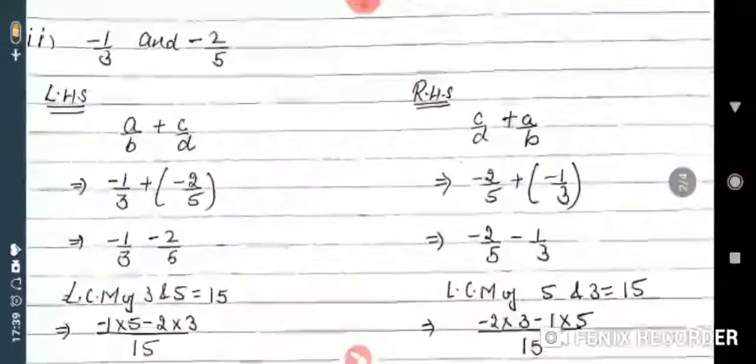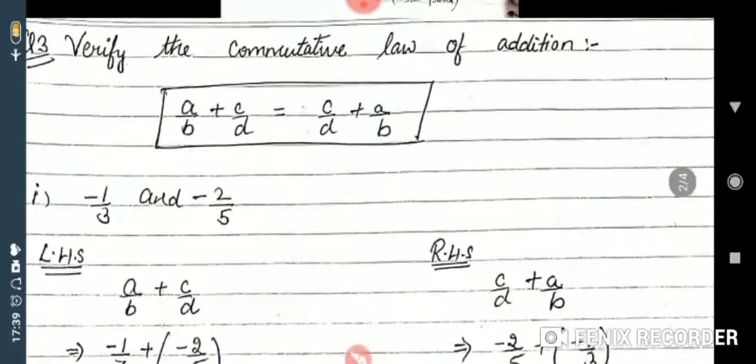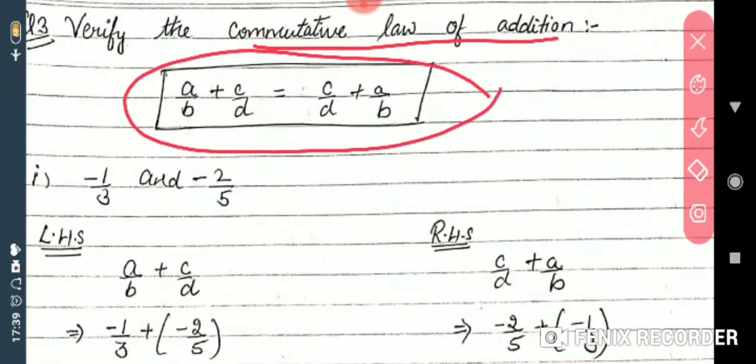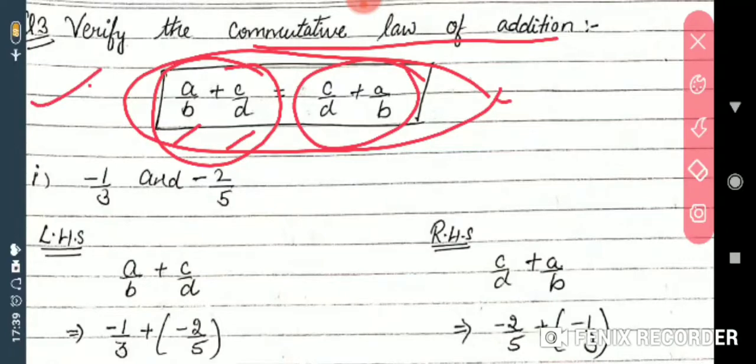Now the next question is: verify the commutative law of addition. This commutative law of addition is applied when you have to add two integers or two rational numbers. When you have to add, at that time you apply this property. And what is this property? A upon B plus C upon D, this is LHS. C upon D plus A upon B, this is RHS. That means LHS should be equal to RHS.